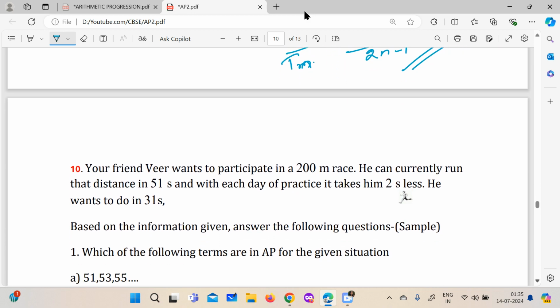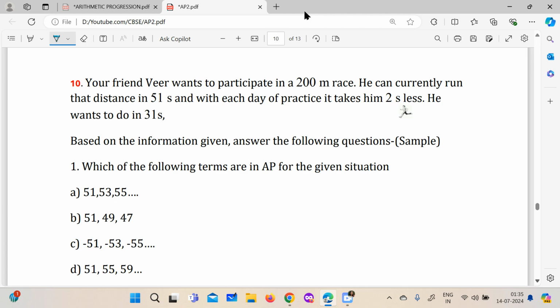Okay. Now this question is from sample paper 2024. Let's see what is the question. Your friend Veer wants to participate in a 200-meter race. He can currently run that distance in 51 seconds, and with each day of practice, it takes him 2 seconds less. So every time he practices, it will become 2 seconds less. He wants to do it in 31 seconds.